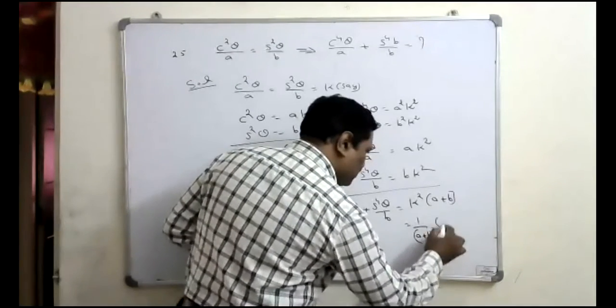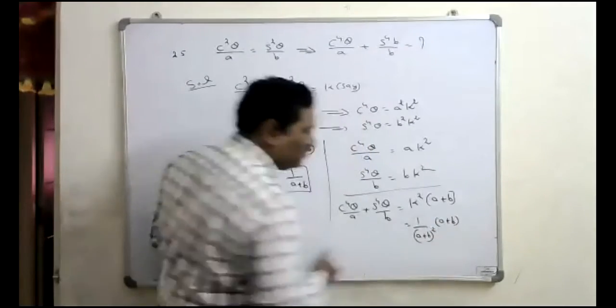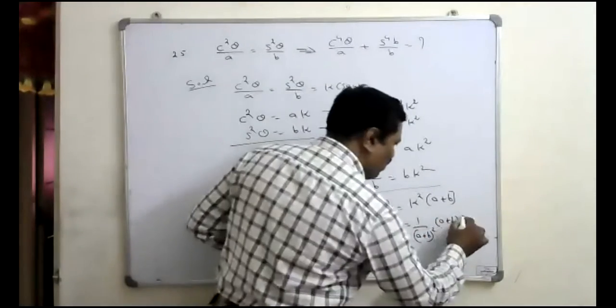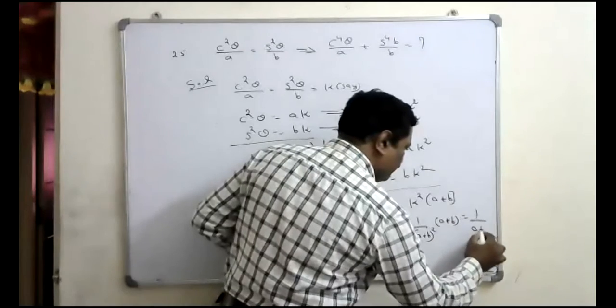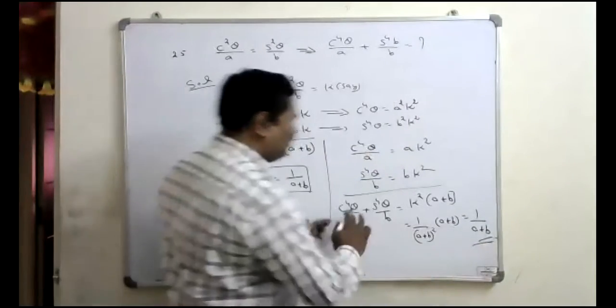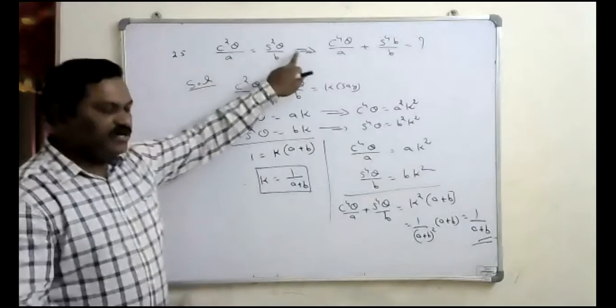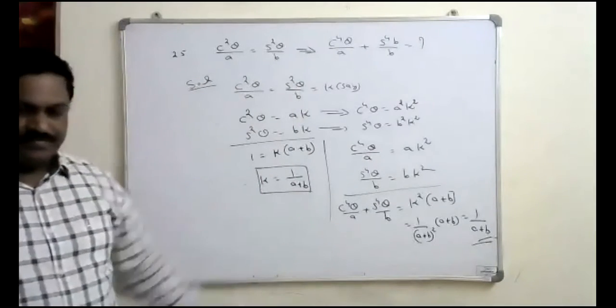1 by a plus b. Here one a plus b gets cancelled, therefore the answer is 1 by a plus b. So this is the answer for that. This value is also equivalent to 1 by a plus b. This ratio is also equivalent to 1 by a plus b. We got the same thing.